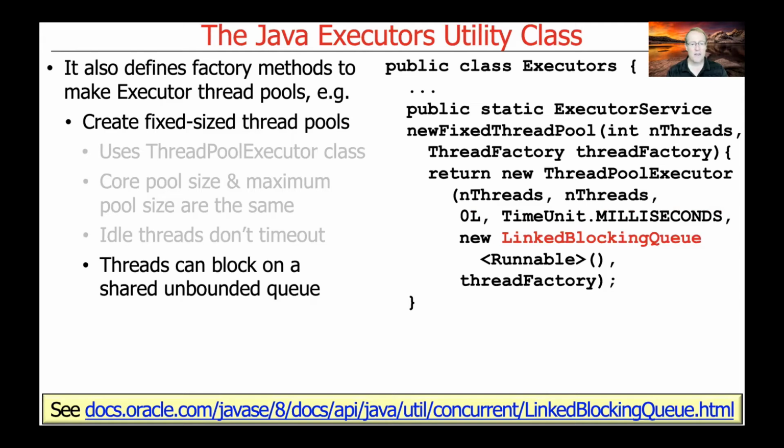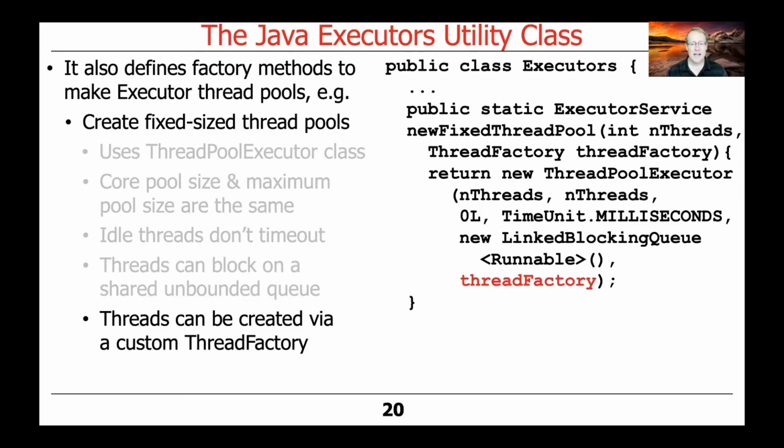Another parameter you give here is a work queue, which is some type of blocking queue. And what's used here, as you can see, is a linked blocking queue. So it's essentially a shared, unbounded queue that can keep growing and growing, which is perfectly fine for the default behavior. And then it's also possible to create threads by using a custom thread factory.